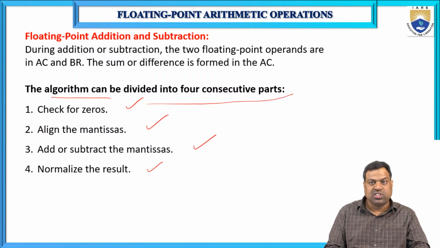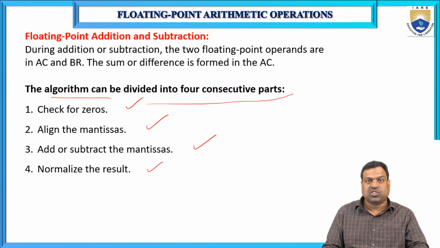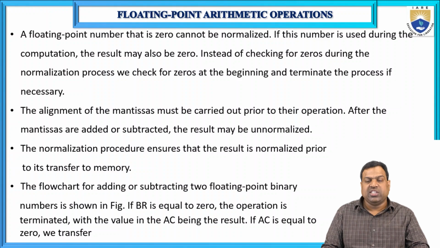First, check whether there are any zeros in the input, then check the alignment of the mantissas, add or subtract the mantissas, and normalize the result. So these are the steps for floating point addition and subtraction. A floating point number that is 0 cannot be normalized. If this number is used during the computation, the result may also be 0. Instead of checking for zeros during the normalization process, we check for zeros at the beginning and terminate the process if necessary. The alignment of the mantissas must be carried out prior to the operation.